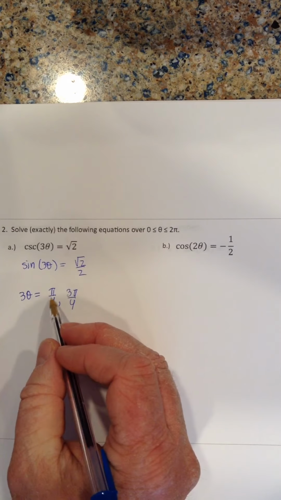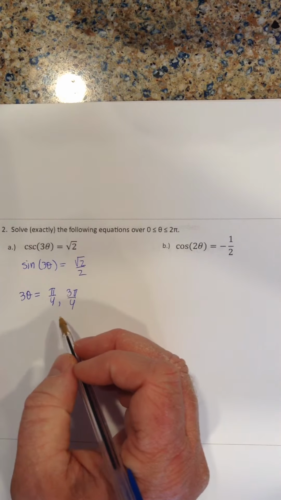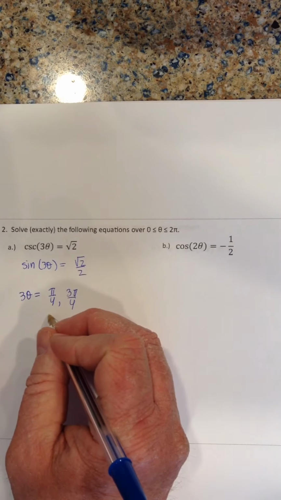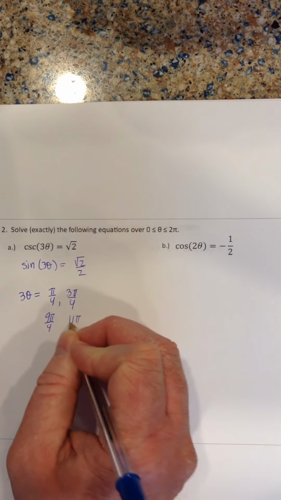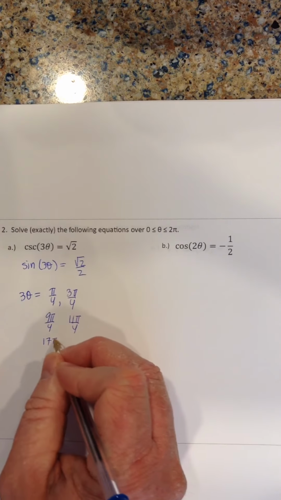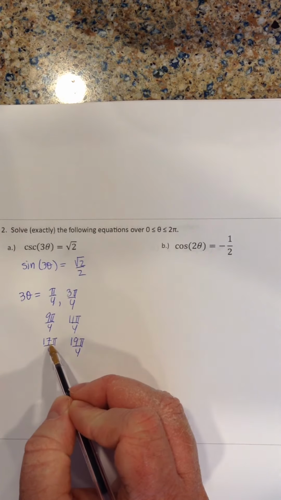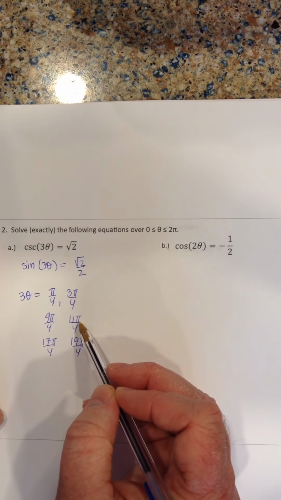But I need 4 more angles because I have to get up to 6. So I add 2 pi and I get 9 pi over 4 and 11 pi over 4. And I add 2 pi again, I get 17 pi over 4 and 19 pi over 4. I add 2 pi to pi over 4, get 9 pi over 4, and then I add 2 pi again, I get 17 pi over 4. And then I add 2 pi to 3 pi over 4, and get 11 pi over 4, then I add 2 pi again, and get 19 pi over 4.